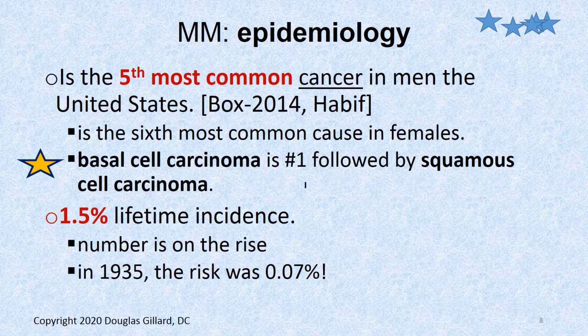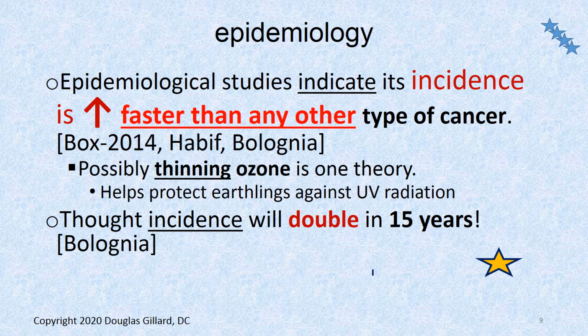The lifetime risk is about 1.5%. It is on the rise. For example, in the 1930s, it was only 0.07%, although it makes you wonder how good their statistics were way back then, keeping track of things like this. But it is definitely on the rise. There are many authors and papers that I've read. It's on the rise faster than any other type of cancer, and they are concerned about it. They don't know what the deal is.